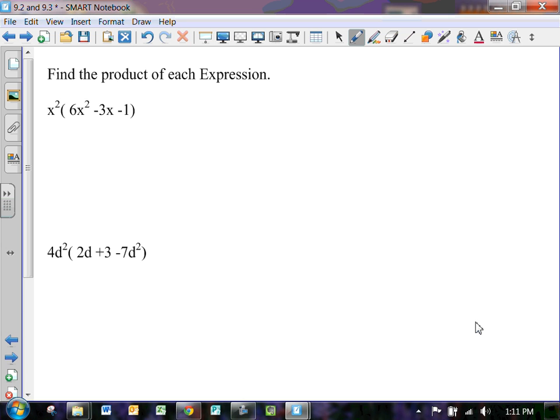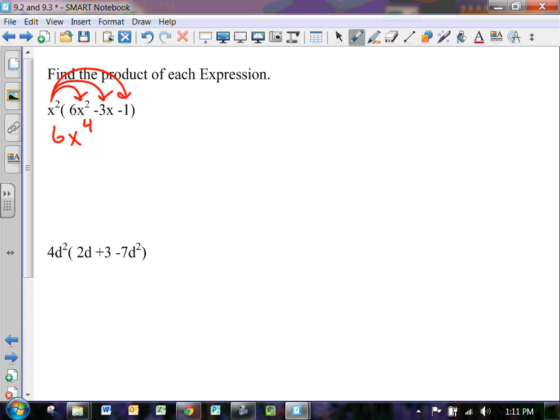And basically, this is really cool. It's basically just the distributive property on steroids. Instead of distributing a number into a binomial or a number into two things, you're distributing this monomial into all three of these. And all you're doing is multiplying. So when we do x squared times 6x squared, we should get 6x to the fourth.